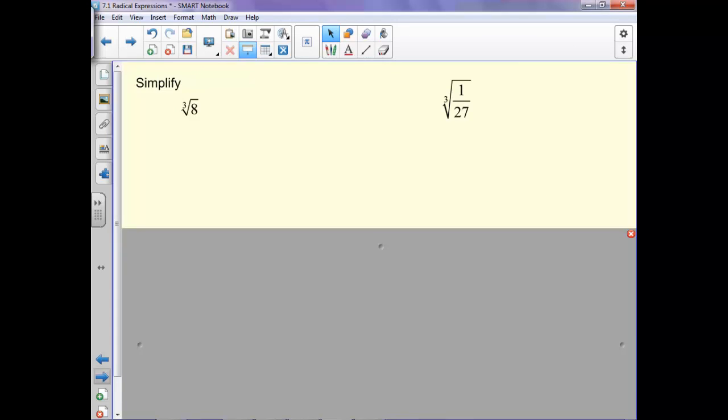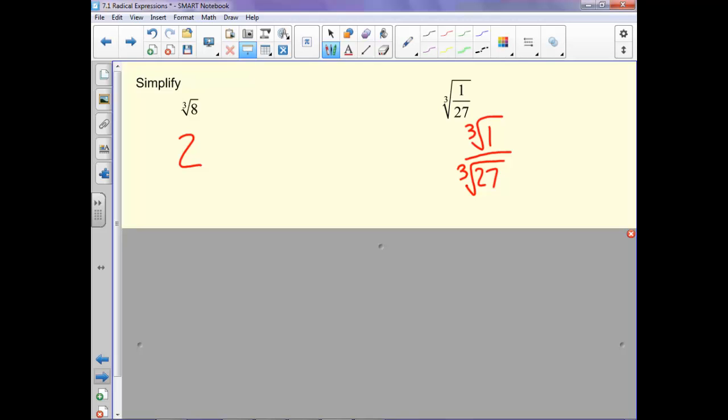Now with these, notice that little 3, that just means cube root. So what is the cube root of 8, or what cubed will give us 8? Well, 2 when we cube it gives us 8. Over here, this is the same thing as the cube root of 1 over the cube root of 27. So what when we cube it gives us 1? Well, that's 1. And what when we cube it gives us 27? Well, that's 3.